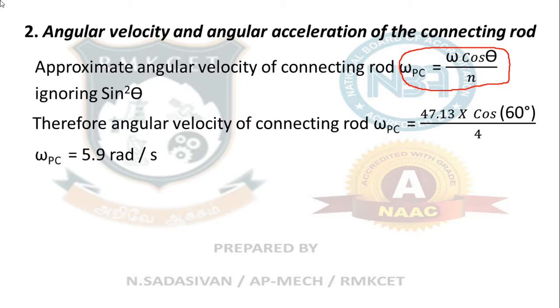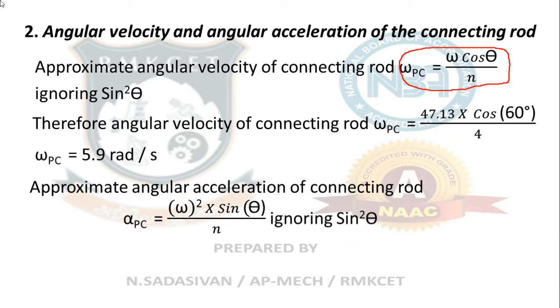Likewise, I am going to have another simplified formula for the angular acceleration of the connecting rod. So make a note of this new formula also: alpha PC, the angular acceleration of the connecting rod, equal to omega square sine theta divided by n. Here also I have ignored the square terms of sine. So you have to make a note of this formula in your notebook along with the fourth formula that you already have for alpha PC.